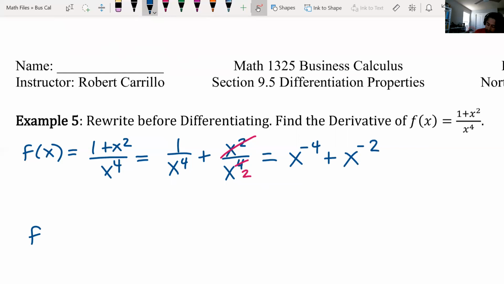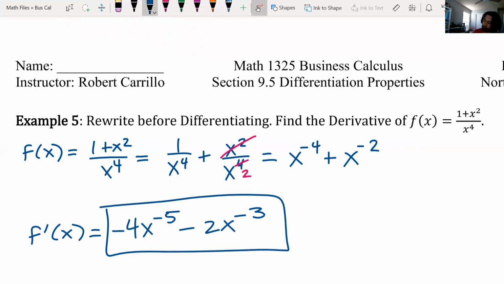So our derivative, f prime of x, and the derivative of x to the negative 4th. What is that? Negative 4x to the negative 5th. There we go. And what is the derivative of x to the negative 2? Negative 2x to the negative 3rd. That's it. Done.